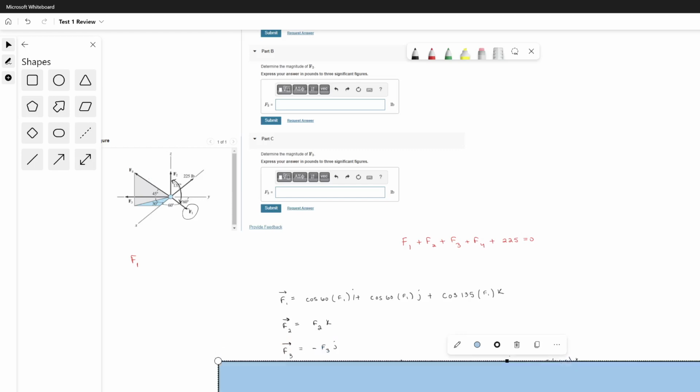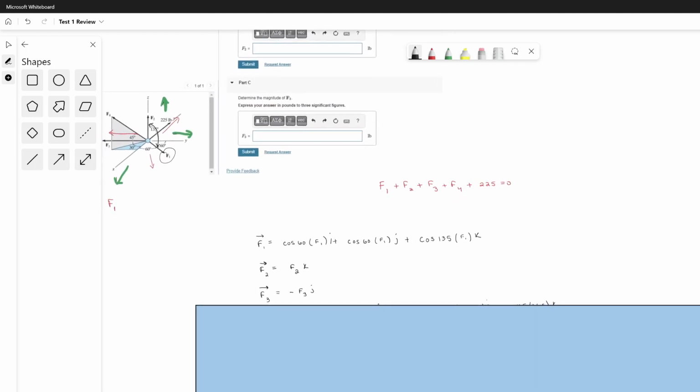Then we do the same thing for F3. Again, it's on the y-axis and it's going down. Remember that this is positive, that is positive, and that is positive. I'm going to do it in green so you guys know. That's positive, positive, positive. And the negative would be going down, going that way, and going that way. So just keep that in mind. So F3, the force on the y-axis, is going to be negative F3j, and the z and the x components don't matter.